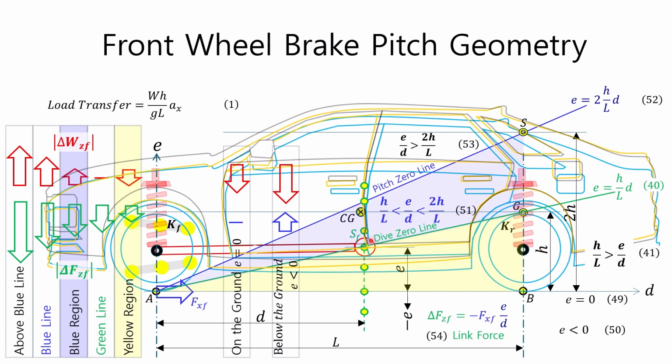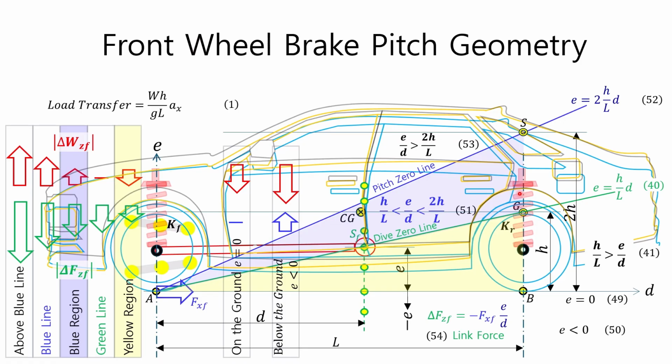If the virtual reaction point, SF, exists on the green line, the spring force, delta WZF, becomes zero, the spring displacement is zero, and delta FZF acts in the direction of compressing the suspension links. In this case, the absolute magnitude of the force, delta FZF, is equal to the load transfer of the vehicle. Since there is no change in front ride height, this case is dive 0. Ride height remains unchanged at the front and increases at the rear compared to the steady state.